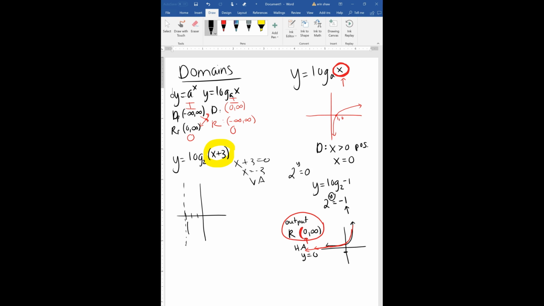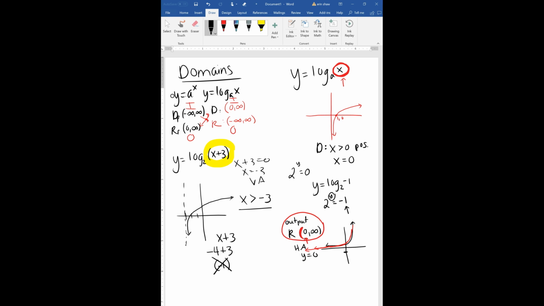That means my graph comes along and it snakes this way. That means I can only input values that are bigger than -3. My argument has to be positive. Think about it, x plus 3. I need to pick a number bigger than -3. Well, let's pick a number that's smaller than -3, which is -4. -4 plus 3 would make the argument negative. I cannot have a negative argument.